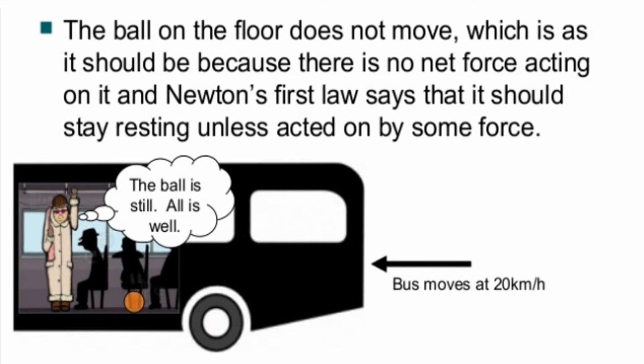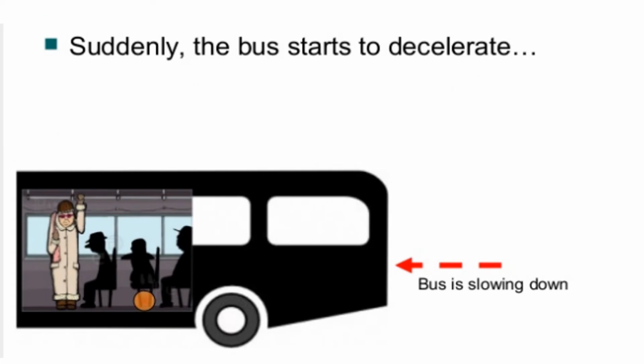You can see that the person standing inside is also observing that the ball is at rest while the bus is moving at 20 km/h. The person or any other thing is not placing any kind of force on the ball. But when suddenly the brakes are applied and the bus starts to decelerate, you can see the motion of the bus slowing down. So you see that the ball is suddenly in motion in the opposite direction.